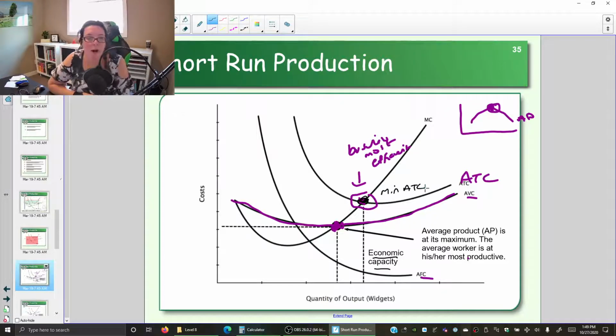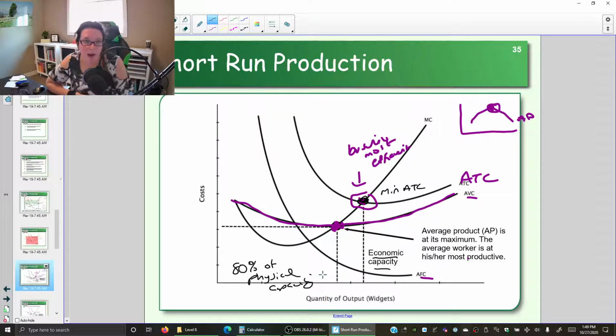And we know we're at our minimum average total cost because this is where marginal cost intersects the average. If the marginal is below the average, it pulls it down. If the marginal is above the average, it pulls it up. The economic capacity is about 80% of physical capacity.